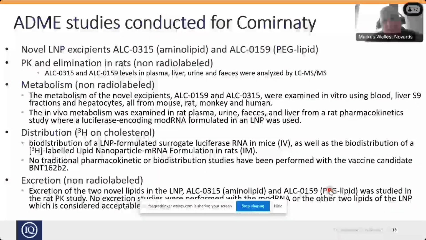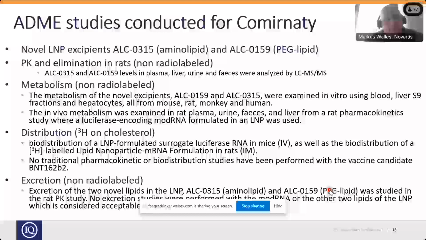They were also examined in in vitro studies using blood, liver S9 or hepatocytes from different species as well as human. So the excipients also have been tracked by LCMS without any radiolabel. In addition, the in vivo metabolism was examined in rat plasma, urine, and feces, as well as liver from rat pharmacokinetic studies, but not with the RNA which has been applied in the end. They used a surrogate molecule, luciferase-encoding RNA, formulated with the same formulation to derive this information.